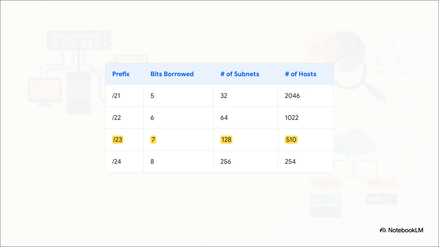Now, this table shows you the single most important trade-off in subnetting. As we borrow more and more bits, look what happens. The number of subnets we can create goes way up, from 32 to 64 to 128. But there's a price. Look at the number of hosts you can have in each subnet. It gets cut in half every single time. For our solution, a /23, we get 128 subnets, but we're left with only 510 usable hosts in each one. It's always a balancing act between more networks and more devices.